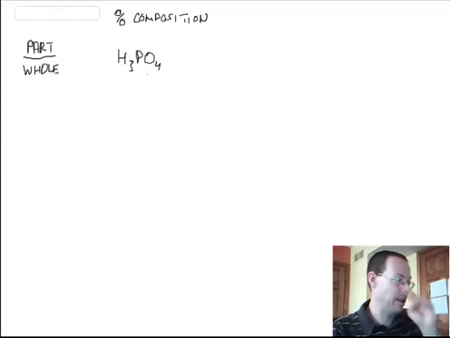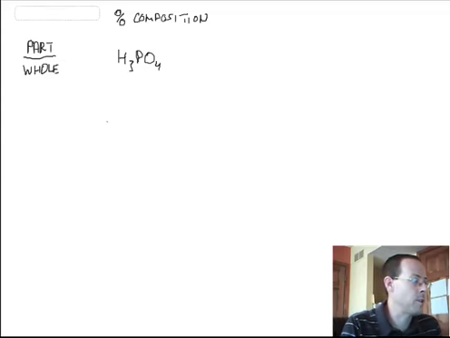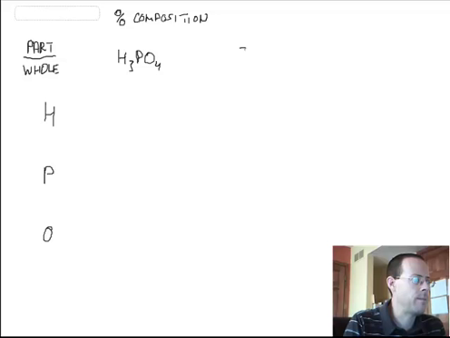So we have a compound, and this compound is made up of 3 different elements. So we're going to have 3 different percentages. We're going to find the percent that is hydrogen, the percent that is phosphorus, and the percent that is oxygen. So in each of these cases, the whole is simply going to be the molar mass of our entire compound. We have 3 H's, 1 P, and 4 O's.